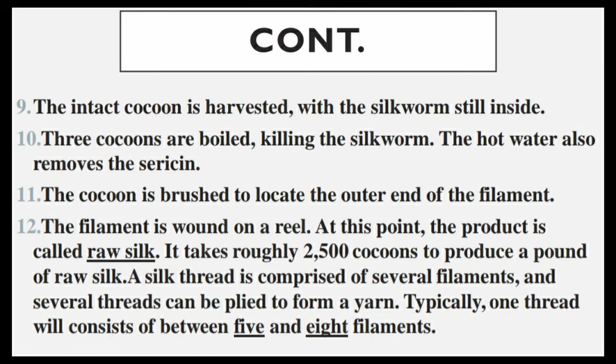A silk thread is comprised of several filaments, and several threads can be plied to form a yarn. Typically, one thread will consist of between 5 and 8 filaments. You have to remember this.